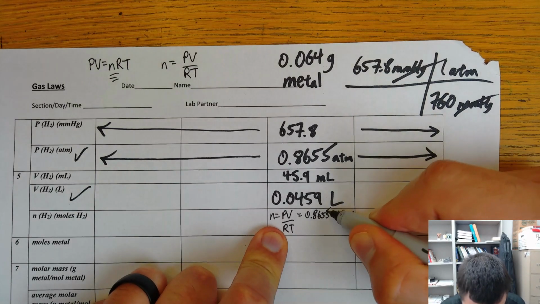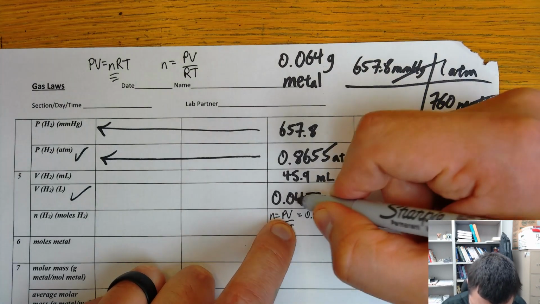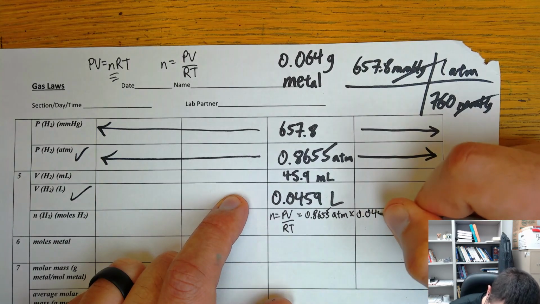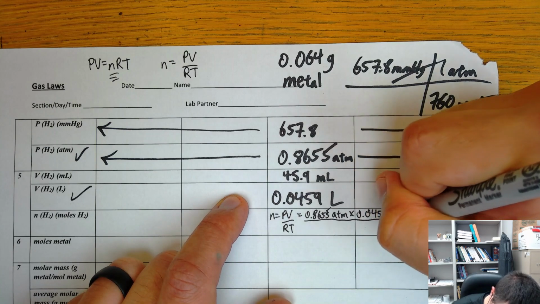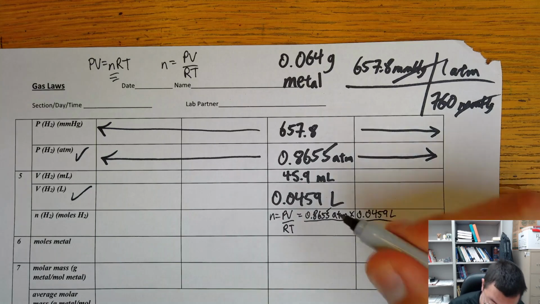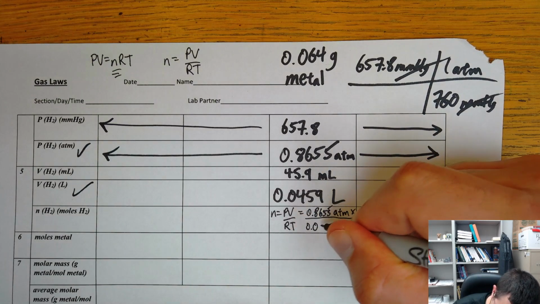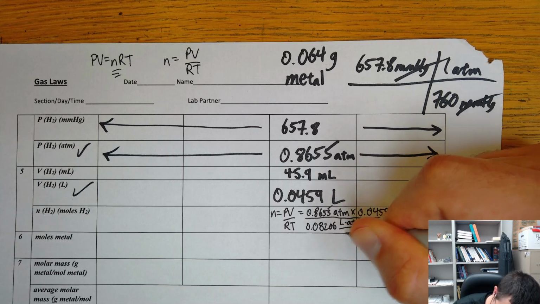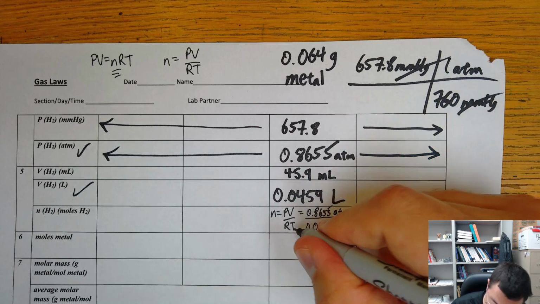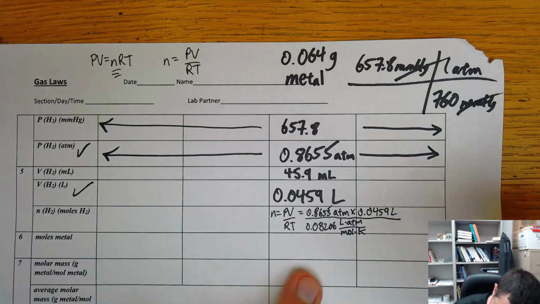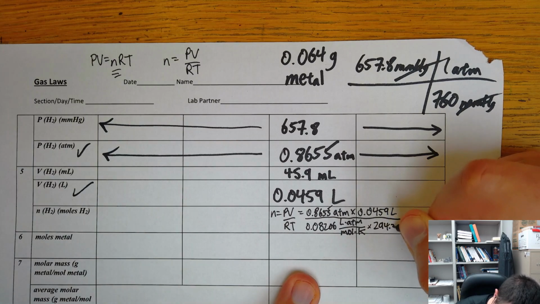Volume, this one. So V H2 in liters. Of course, you're going to have different data than me, but if you can't get reasonable numbers or you're lost, my advice to you is see if you can get the same numbers as me first. The gas constant R is always 0.08206 liters atmospheres over moles kelvins. And our temperature on the previous page was 294.3 kelvins.